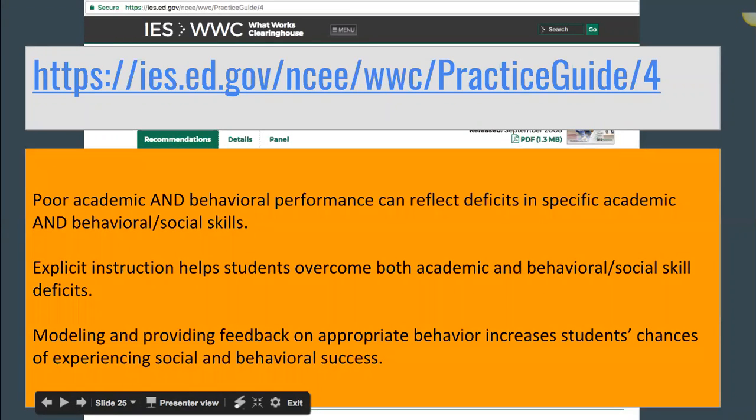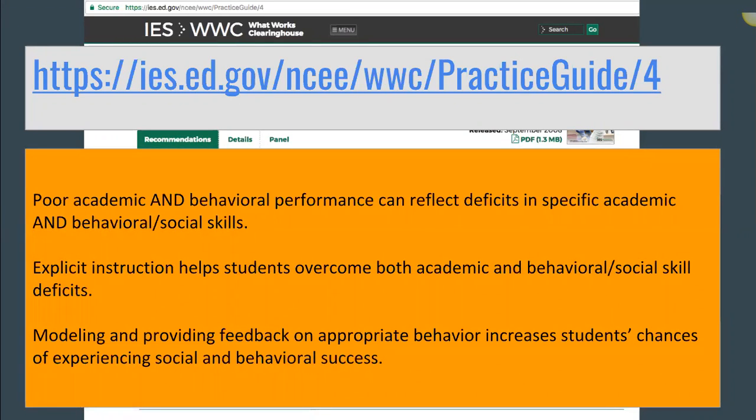Some key points. Just as poor academic performance can reflect deficits in specific academic skills, some students' failure to meet behavioral expectations reflects deficits in specific social or behavioral skills. Just as explicit instruction can help students overcome some academic deficits, explicit instruction can help students learn the positive behaviors and skills they are expected to exhibit in schools.